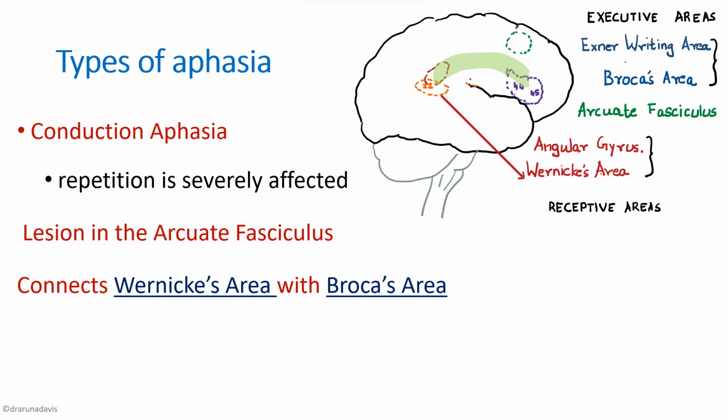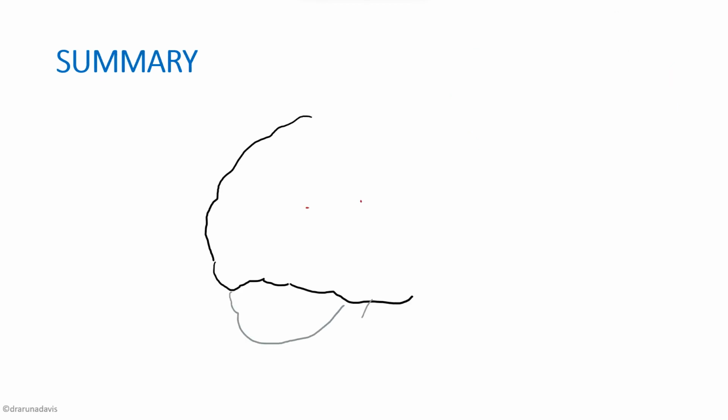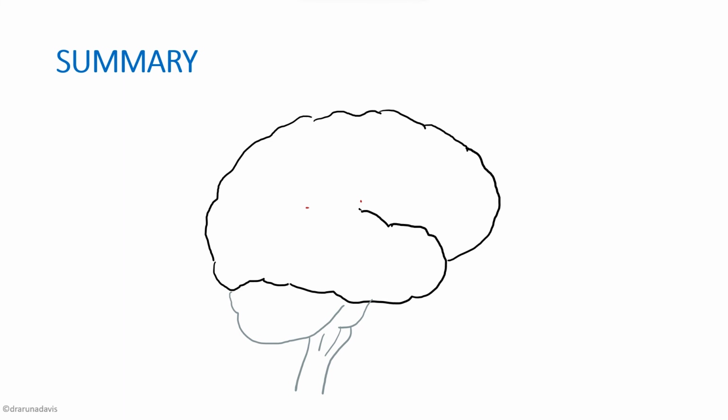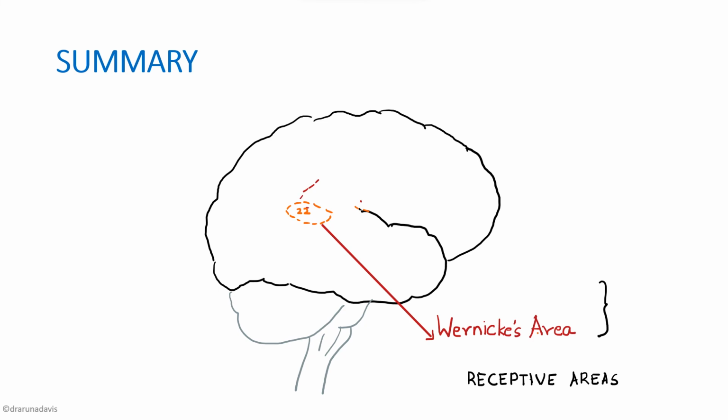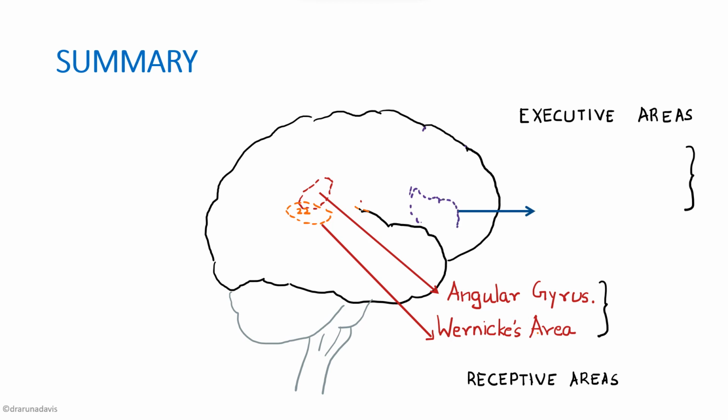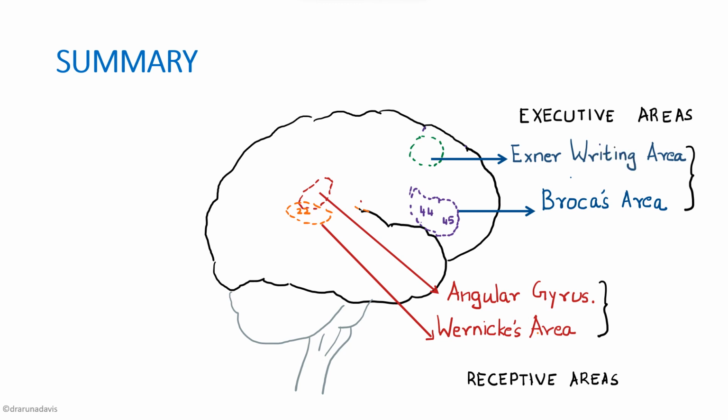So to summarize, we first talked about the different areas of language and speech. Basically there are two types of areas. One is the receptive areas, which include the Wernicke's area and the angular gyrus. And then we have the executive areas, which include the Broca's area, which is area 44 and 45, and also the exner's writing area, which is responsible for writing. And then we've got the arcuate fasciculus, which connects the Wernicke's area to the Broca's area. Okay, so first we mentioned the different language and speech areas, and then we went on to describe the different types of aphasias based on the areas affected.